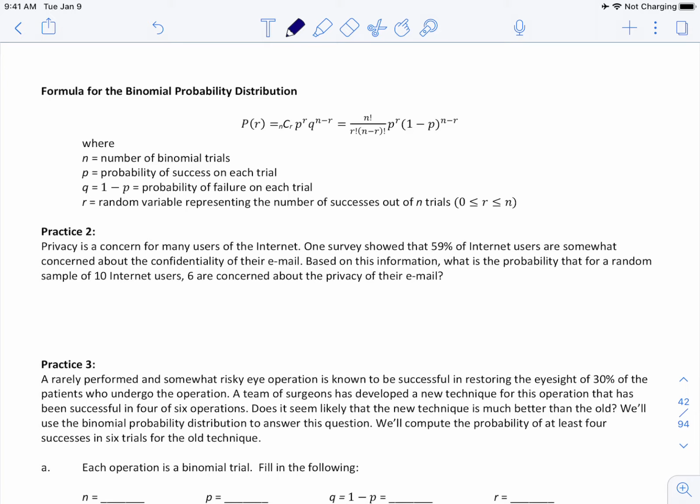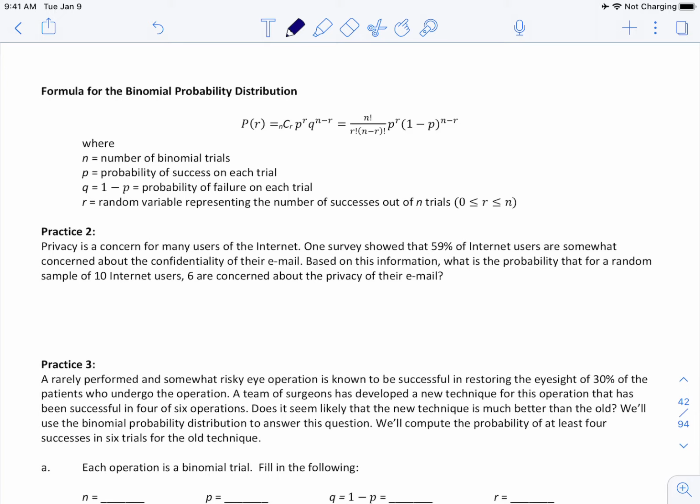So practice 2 says, privacy is a concern for many users of the internet. One survey showed that 59% of internet users are somewhat concerned about the confidentiality of their email. Based on this information, what is the probability that for a random sample of 10 internet users, 6 are concerned about the privacy of their email?